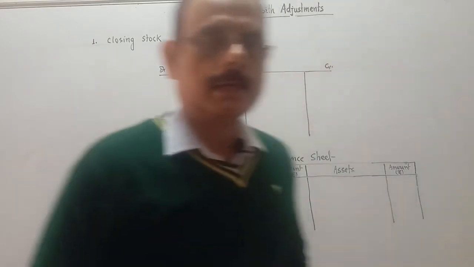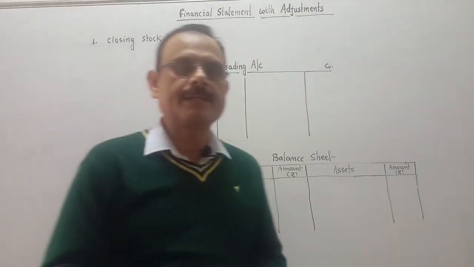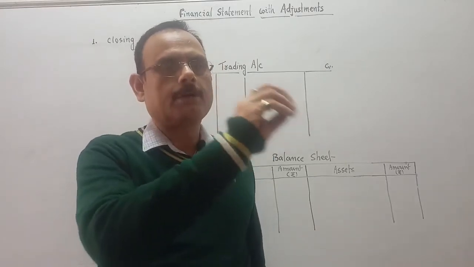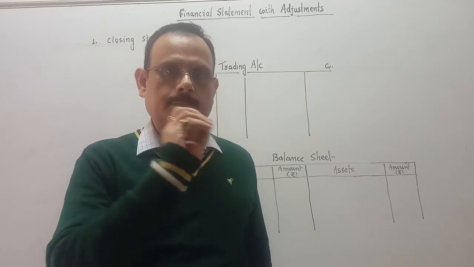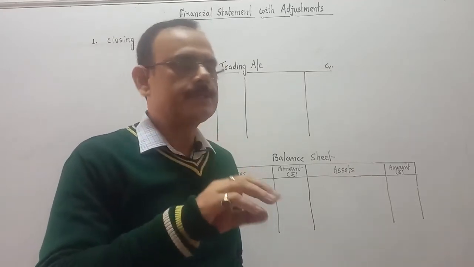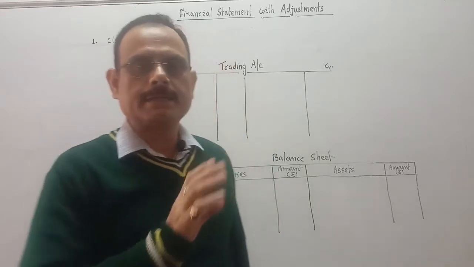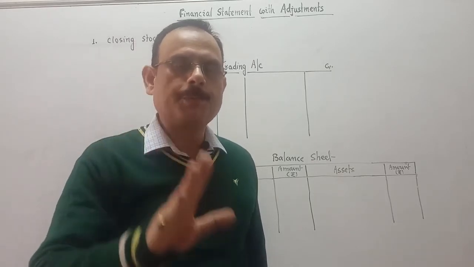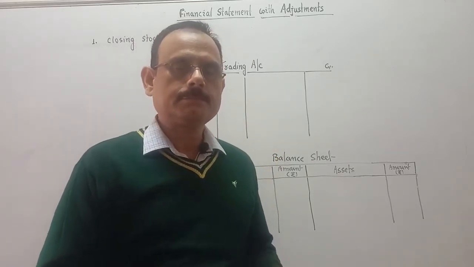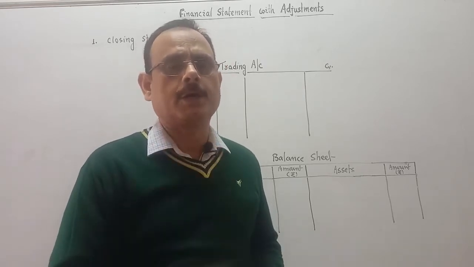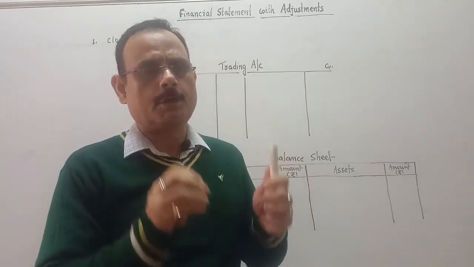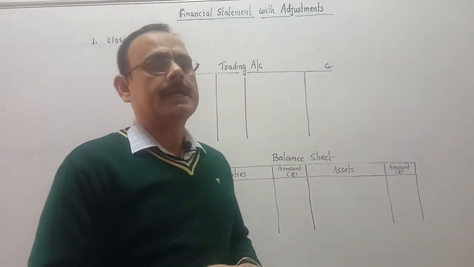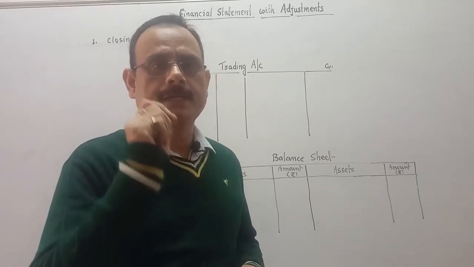Okay. So adjustments: financial statements with adjustments. What is an adjustment? An entry which was not recorded before closing the trial balance, or an entry which is recorded on one side only, or where some errors are there, has to be included while preparing the financial statements. All these things must be taken into account, and any errors have to be adjusted while preparing the financial statements.